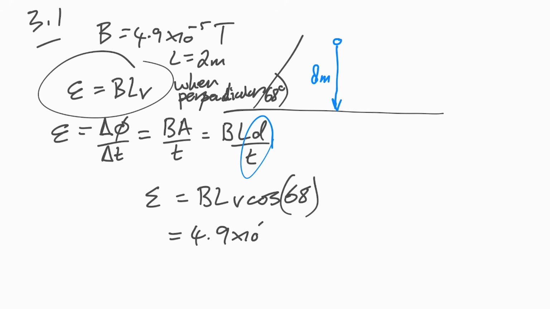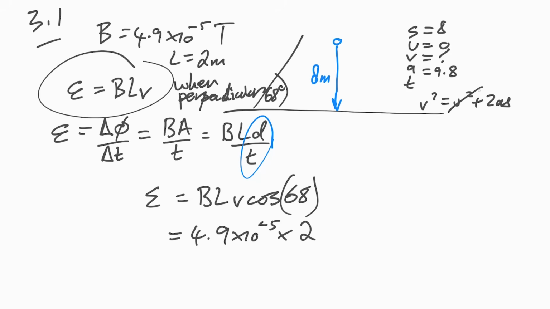So 4.9 times 10 to the minus 5 times by 2 times by... Oh, okay. How do we find average V? Right. Well, that's okay because we can just use SUVAT for that, can't we? We want the final velocity. So that 8 meters, we want final V and A is 9.8. So V squared equals U squared plus 2AS. That goes. So therefore V is equal to the square root of 2AS. So that's equal to square root of 2 times 9.8 times 8.